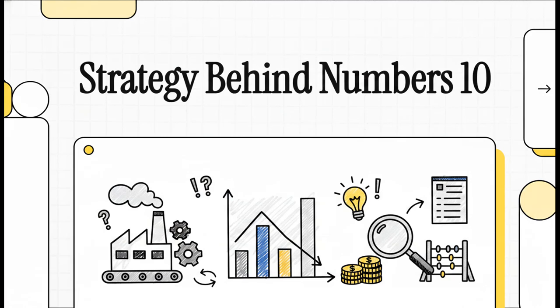All right, let's jump right into this explainer. Today, we're tearing into session 10 of Strategy Behind Numbers, the Art of Cost Reduction. And honestly, this session is going to totally flip how we look at measuring cost reduction on the manufacturing floor. It's not just about glancing at a balance sheet at the end of the month, it's about finding the real story hiding inside the data. So get ready to completely rethink what you thought you knew about saving money in production.